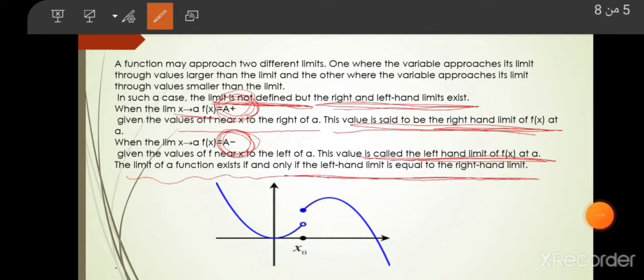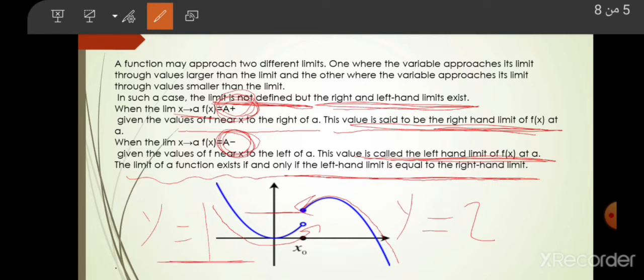Let's do it on the graph. When the x value gets closer from the left, y equals 1. And when the x value gets closer from the right, the y value gets closer to 2. So here the y value equals 1 and here it equals 2. So the limit here is not the same. So we don't have a limit.